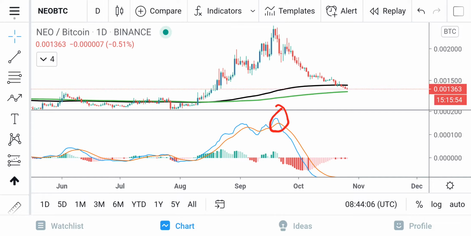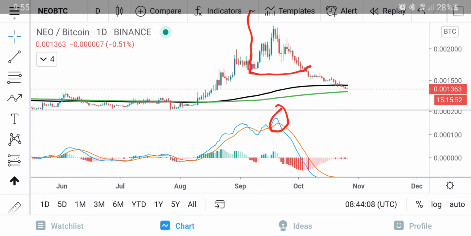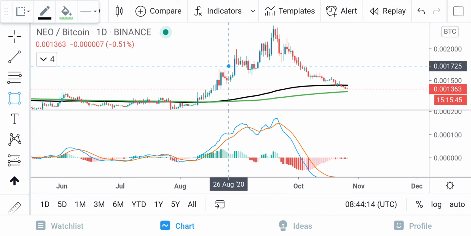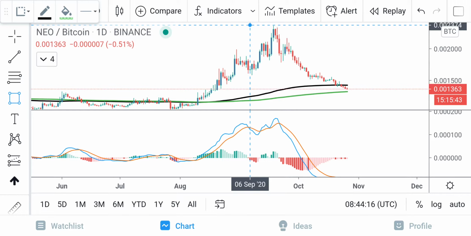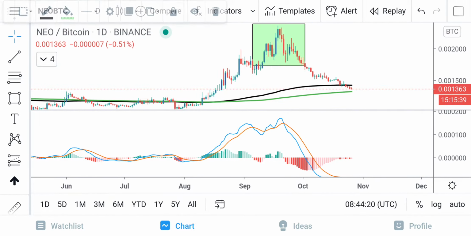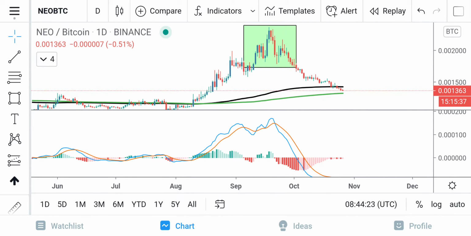Like over here, looking at this price action, I can see that I have a head and shoulders chart pattern, which is a bearish chart pattern. Looking over here, I'm seeing a bearish crossover on the MACD indicator. So that's going to make me anticipate selling opportunities.